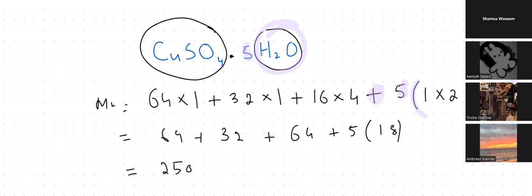The Ar of hydrogen is 1, so I wrote 1, then multiplied by 2 because there are 2 atoms of hydrogen. Then before writing the next element, I wrote a plus sign. Then Ar of oxygen is 16, multiplied by 1 because there is only one atom of oxygen. Did you get it, guys?